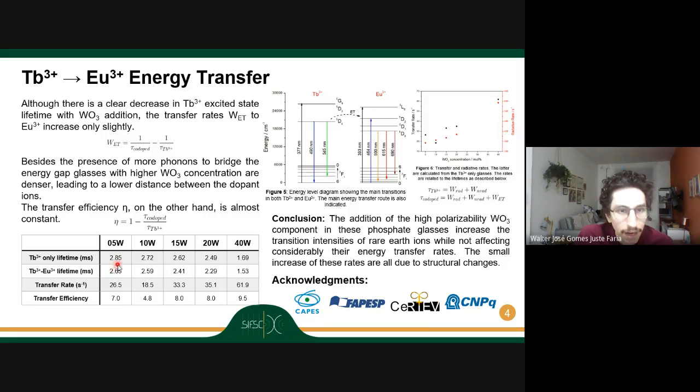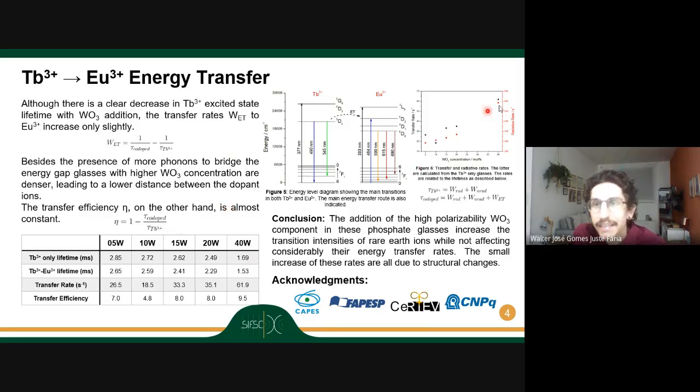We can see the lifetimes are always decreasing as we increase tungsten, but when europium is present, the lifetime also decreases, as we might expect, because some of the ions in this level here are losing energy to nearby europium ions. So through this equation here, we can calculate it, and we see in the black points here how the transfer rate increases, but it's just a little bit. We can see better here in the table. It almost doubles, and it's still really, really low. The highest transfer rate is around 60, so it's really, really low.